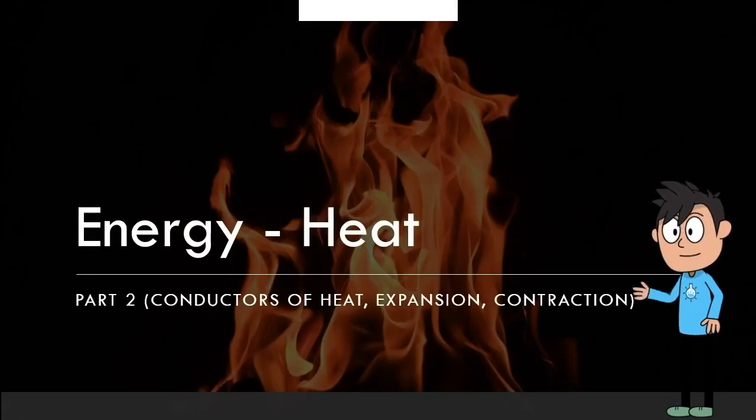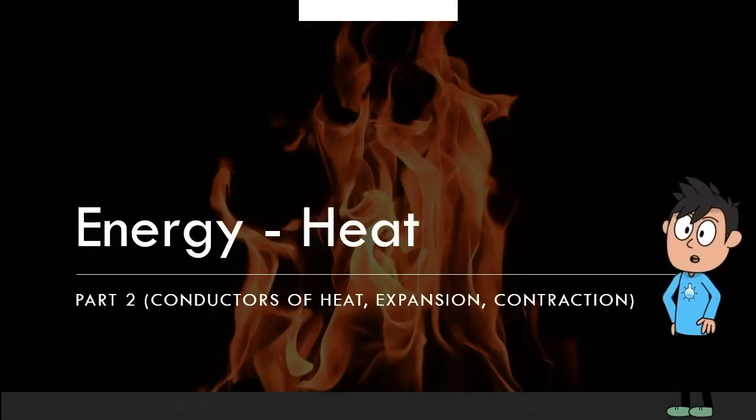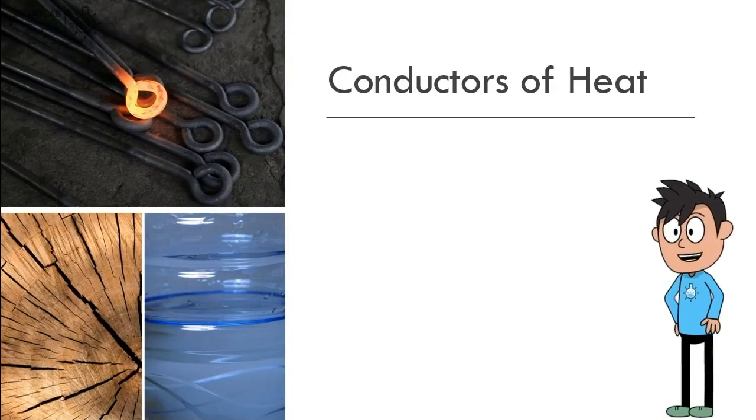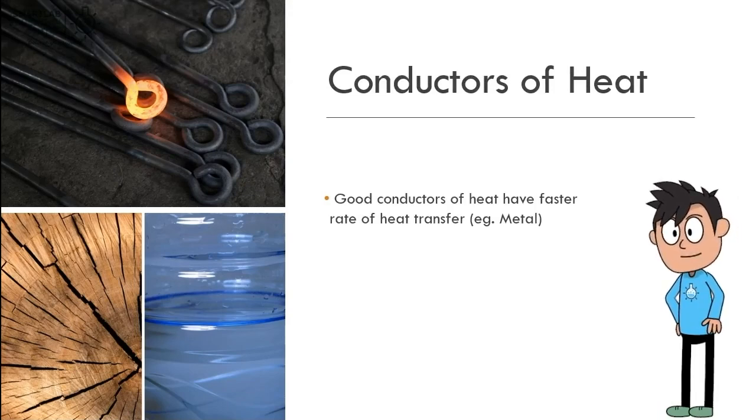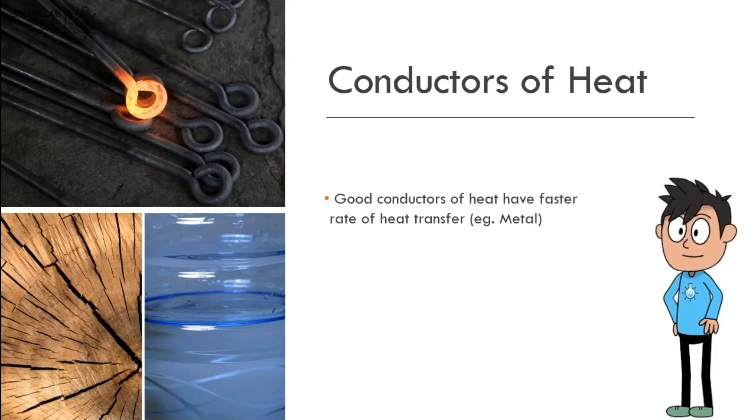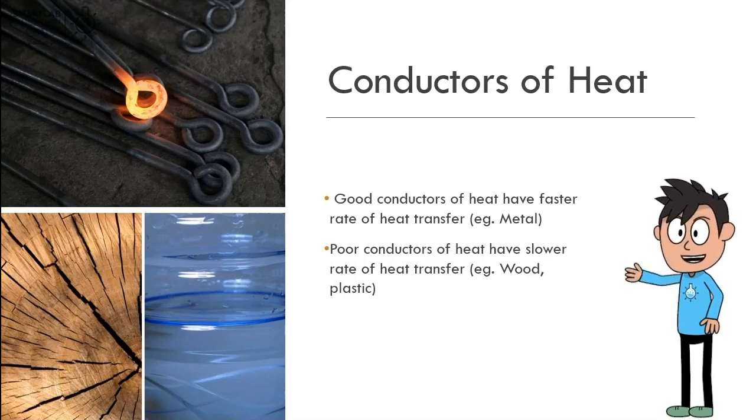Part 2. We will explore what are conductors of heat, what is expansion and contraction. Conductors of heat. Good conductors of heat have a faster rate of heat transfer. For example, metals are good conductors of heat. Poor conductors of heat have a slower rate of heat transfer. For example, wood and plastic are poor conductors of heat.